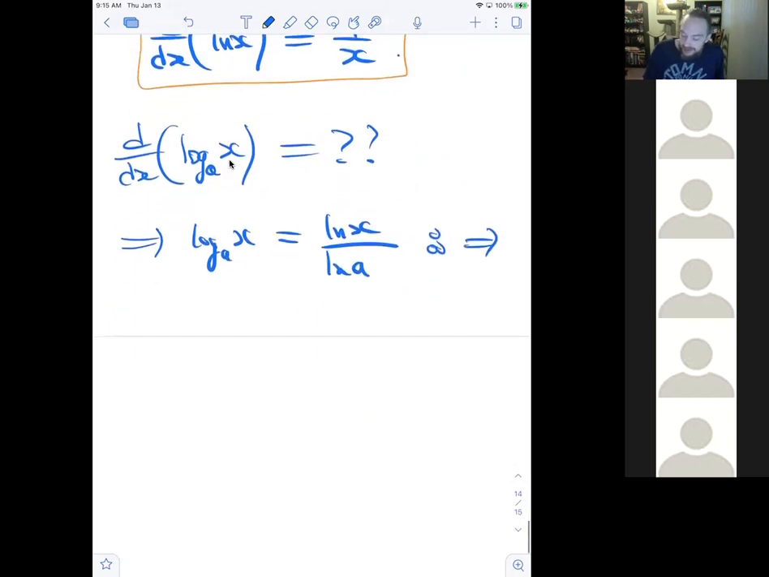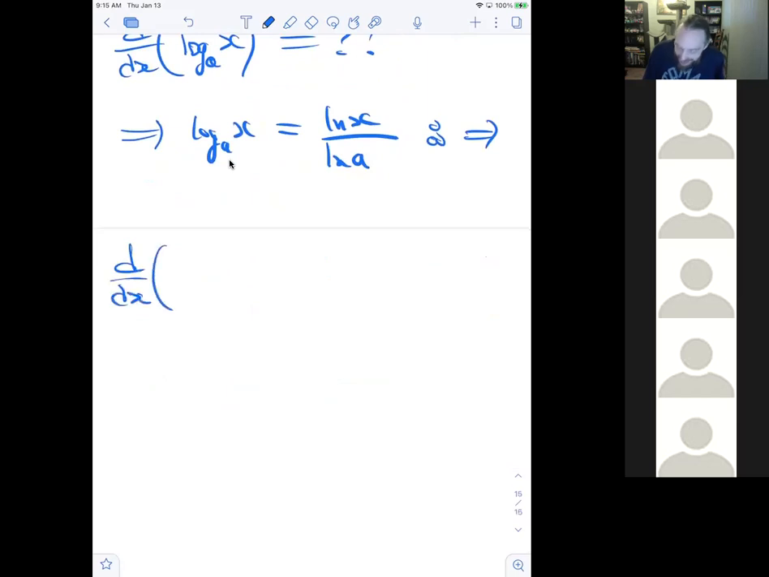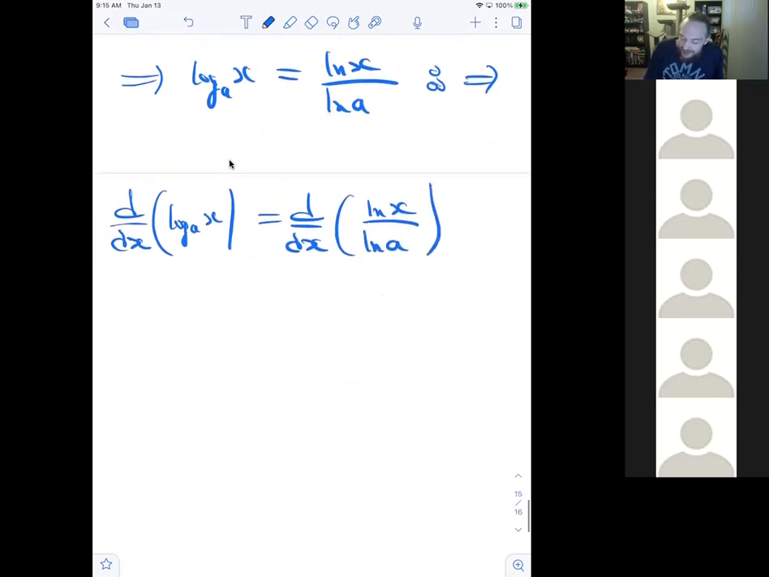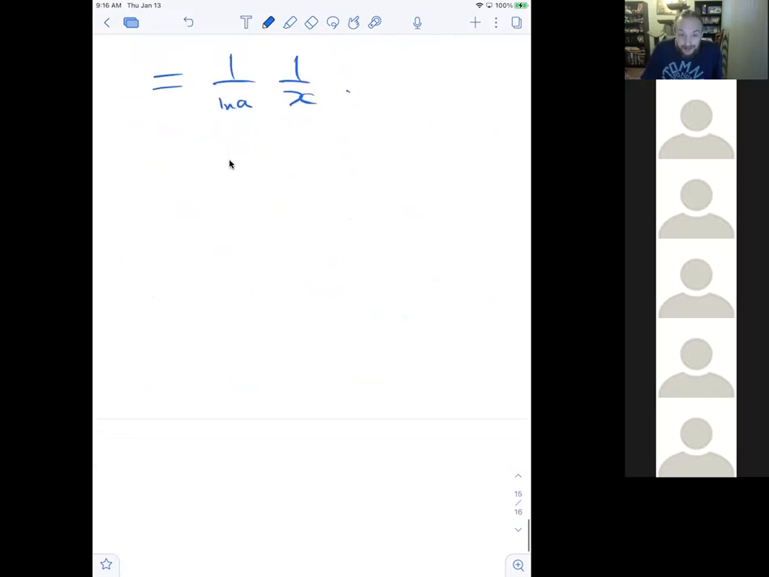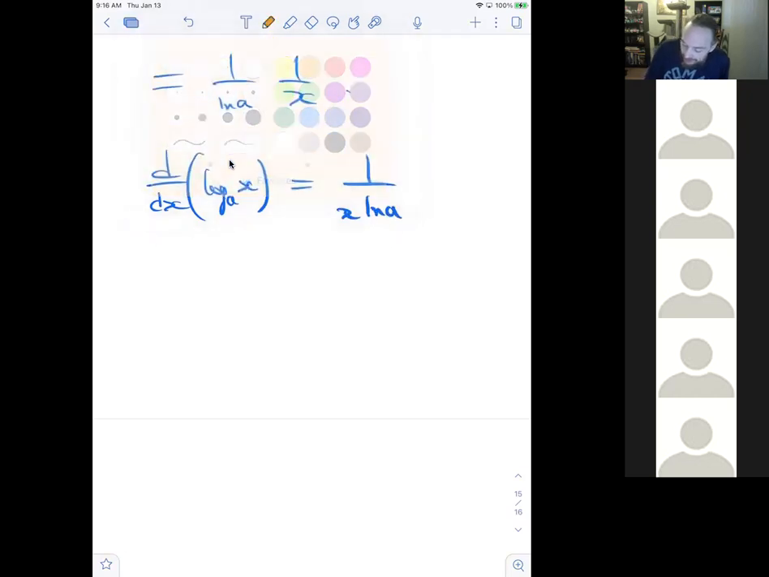Therefore, we can write the derivative with respect to x of log base a of x as equal to the derivative with respect to x of ln x divided by ln a, which is a number, which I can take out of the derivative. That is just 1 over ln a times the derivative with respect to x of ln x, which we now know is 1 over x. And so that's the derivative of log base a of x. The moral of the story is the derivative of log base a of x is equal to 1 over x ln a, is what the book will write.